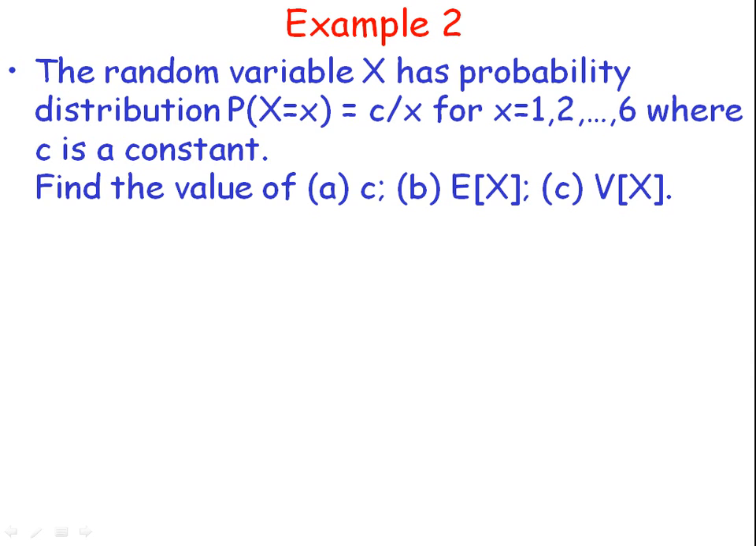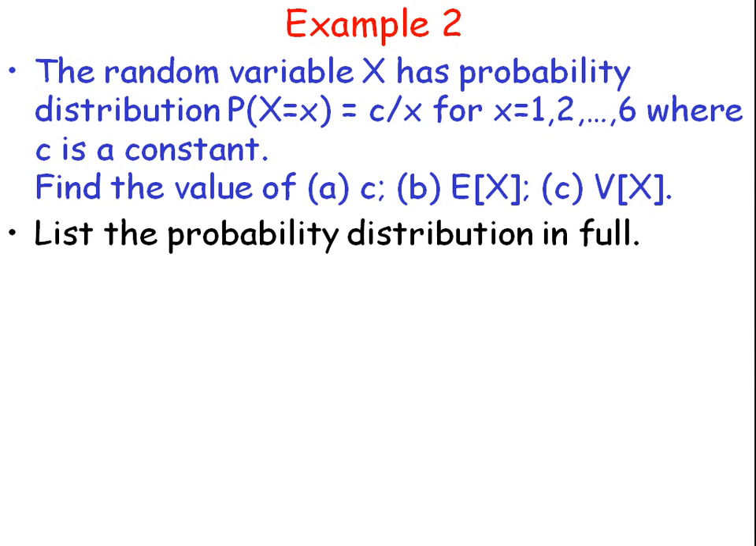X can be any number between 1, 2, 3, 4, 5 and 6, and c is some unknown number we've got to find in part A of the question. And then part B, we've got to find the expectation of x, and part C, the variance of x. Well, the first thing to do then is to draw out your probability distribution table in full. List all the values of x, and then all the probabilities that go with it.